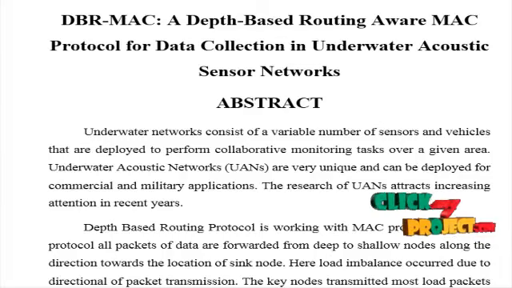The depth-based routing protocol works with a MAC protocol, in which all data packets are forwarded from deep to shallow nodes along the direction towards the location of the sink node. A load imbalance occurs due to the directional packet transmission. Key nodes transmit the most packets compared with the other shallow nodes.